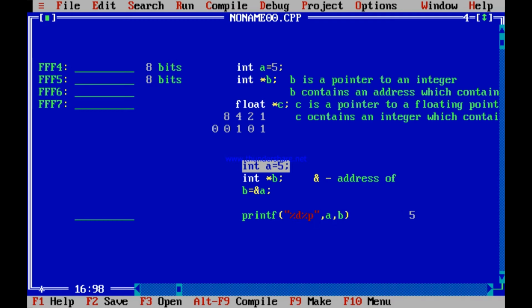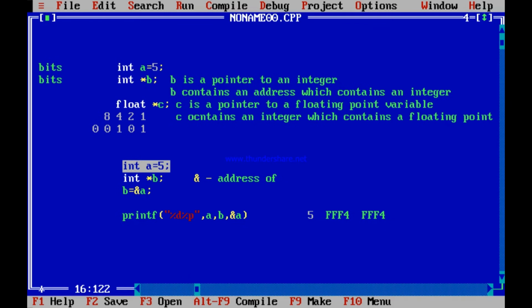Now what will be printed? B is an address. So you are printing that pointer variable B with %p. So you are expecting something like FFF4. Is it not so? Now in the same way, if you want to print ampersand A, you expect the same output like FFF4.